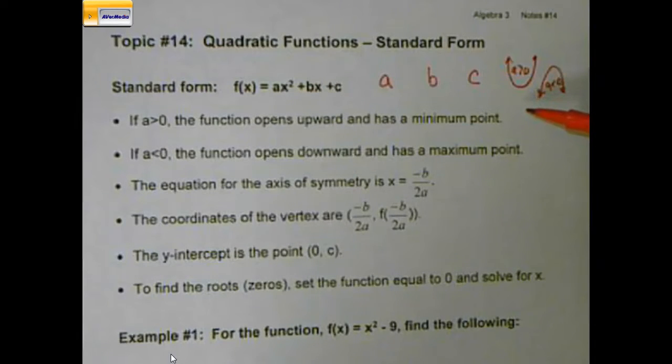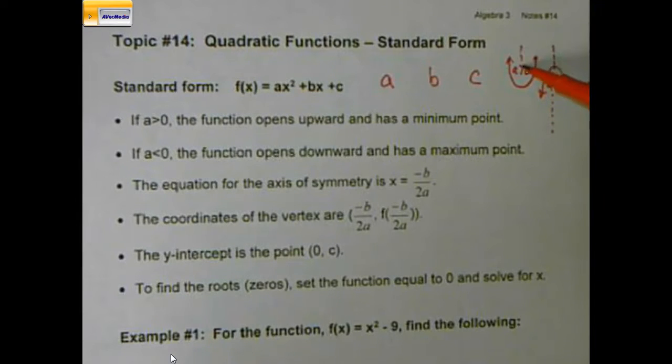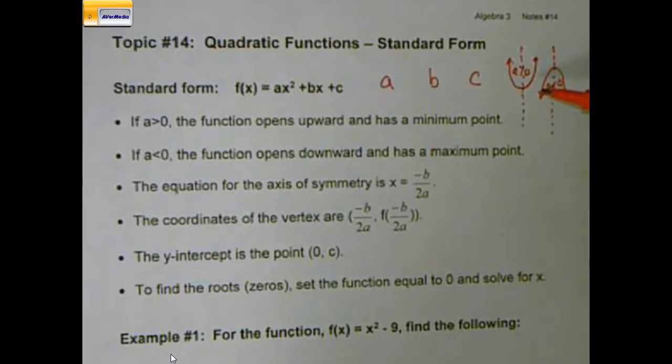The equation for the axis of symmetry is x is equal to negative b divided by 2a. And all the axis of symmetry is, it tells you the vertical line which your graph has. Okay?